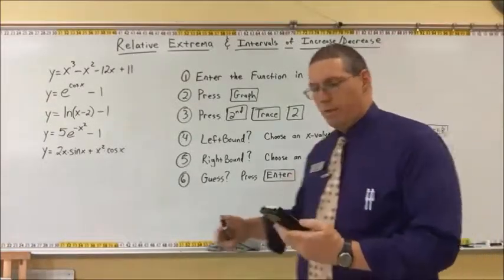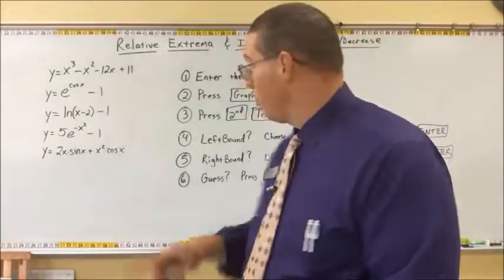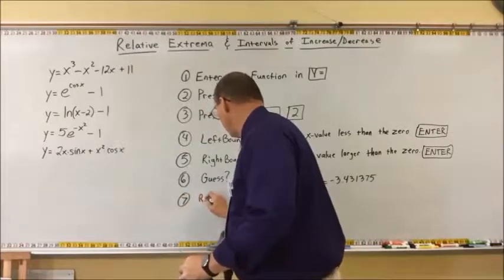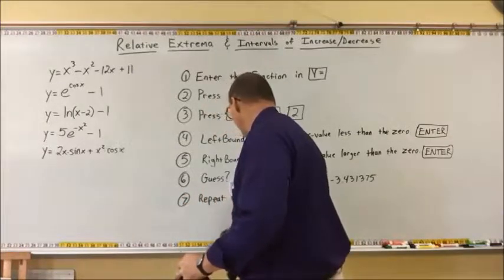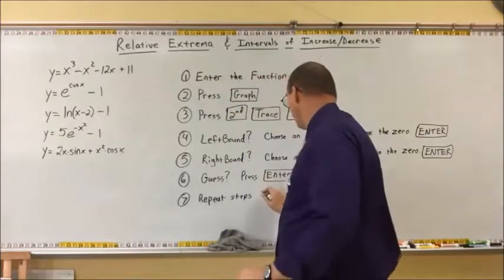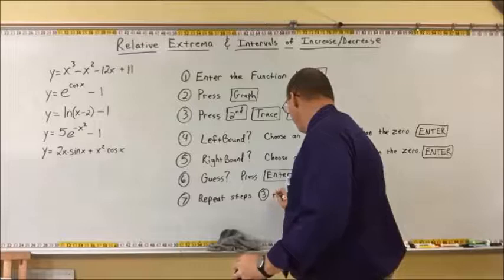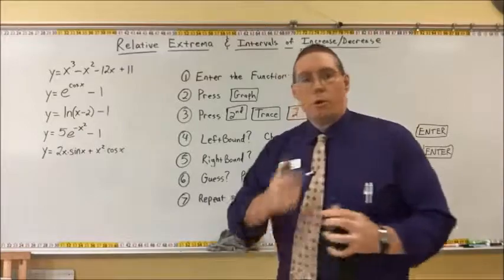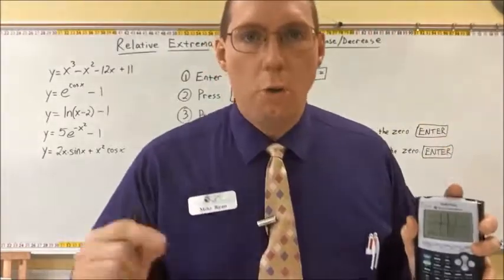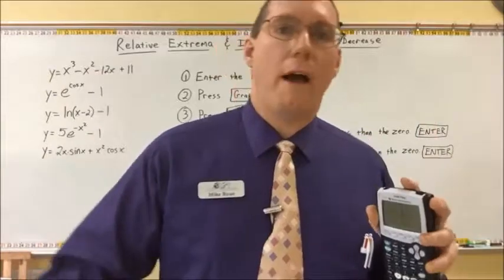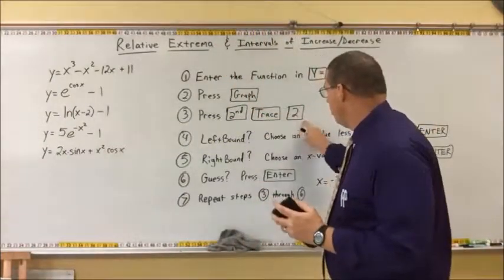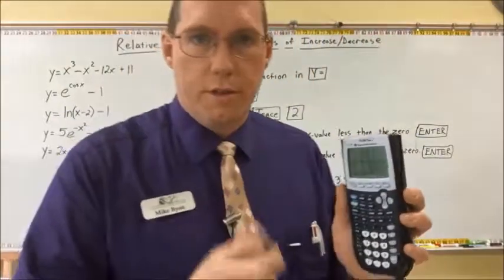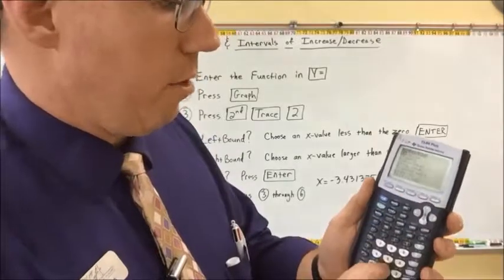Now let's try the second zero because there's 3 zeros altogether. So now step 7 here is if you have more, you're going to repeat steps 3 through 6. Here's what I mean. Once you find that zero, your calculator is no longer in zero mode. You have to go back through the second trace 2 and then identify the location of the second zero. So we're going to go second trace option 2.